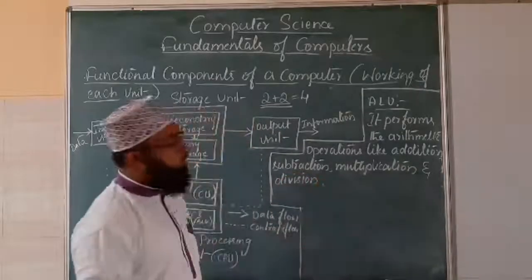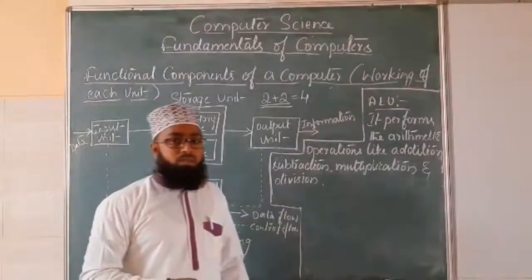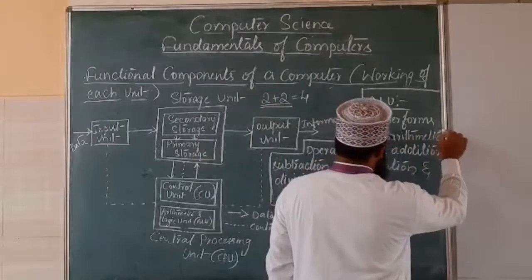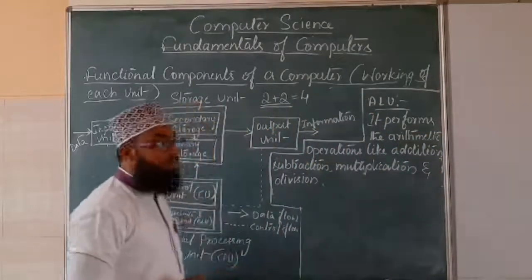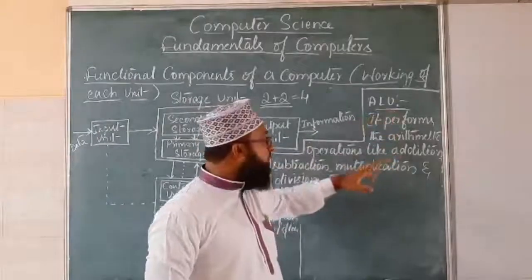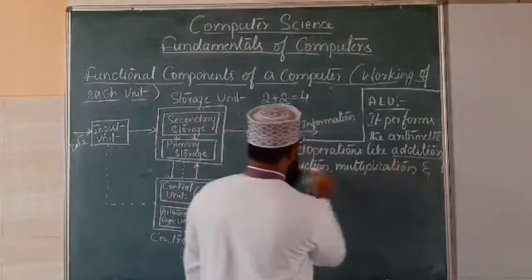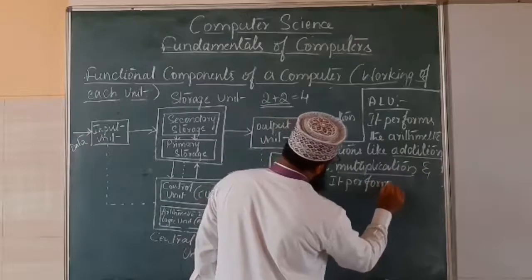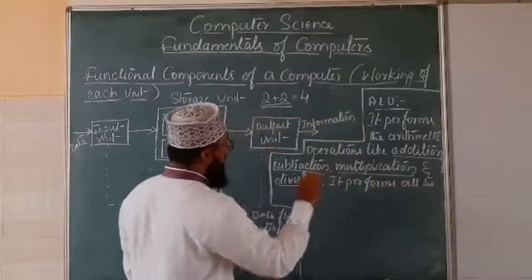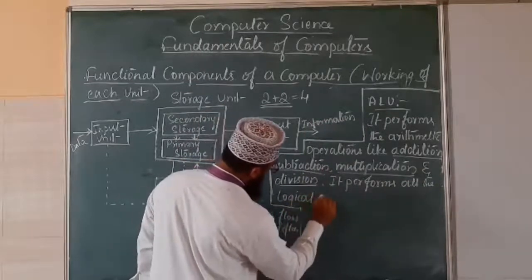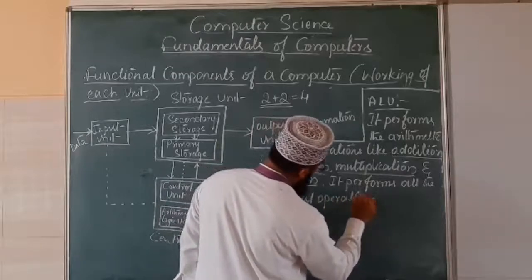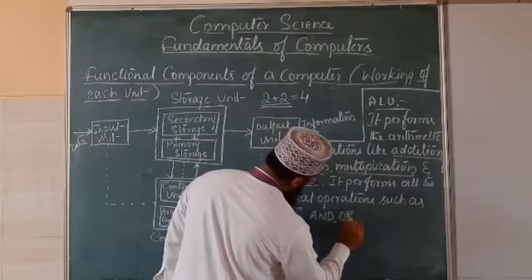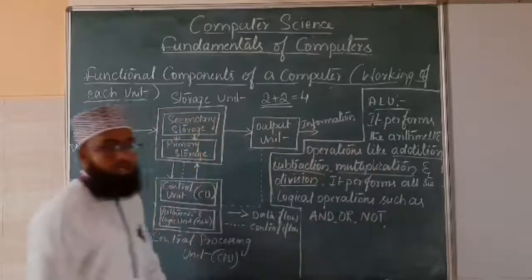Arithmetic and logic unit, don't pronounce it wrongly. It is arithmetic. Though it is called the arithmetic and logic unit, it will perform all the arithmetic operations like addition, subtraction, multiplication and division. And also it performs all the logical operations such as AND operation, OR operation and NOT operation. These operations are called logical operations.